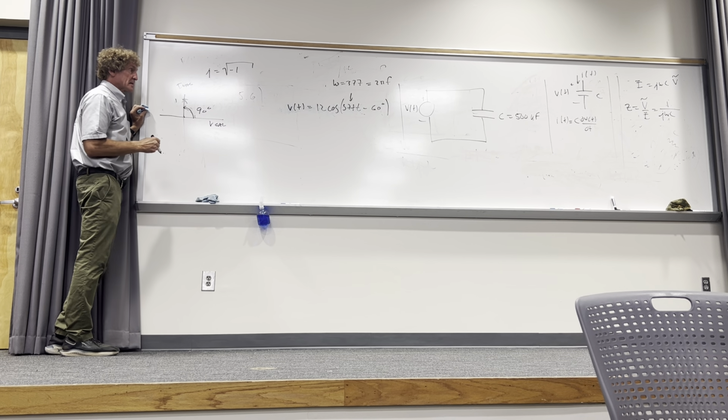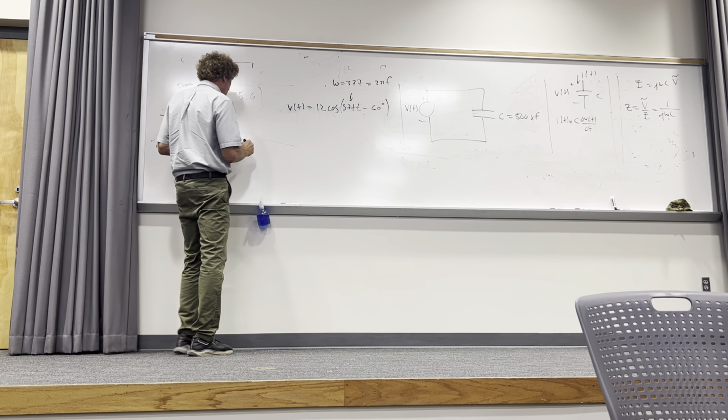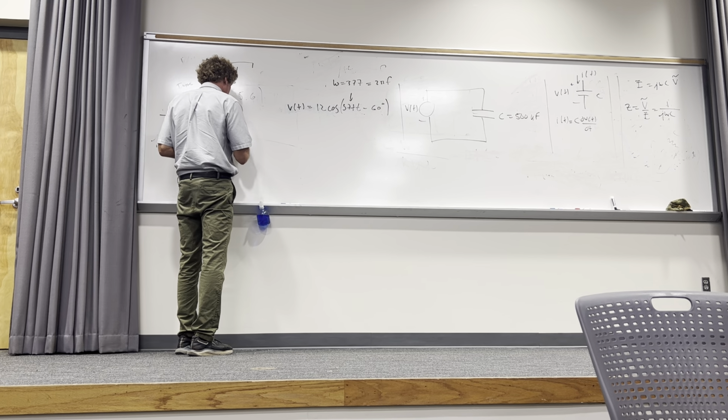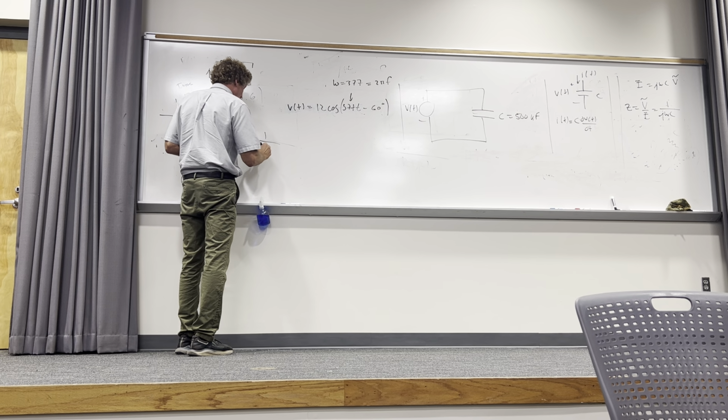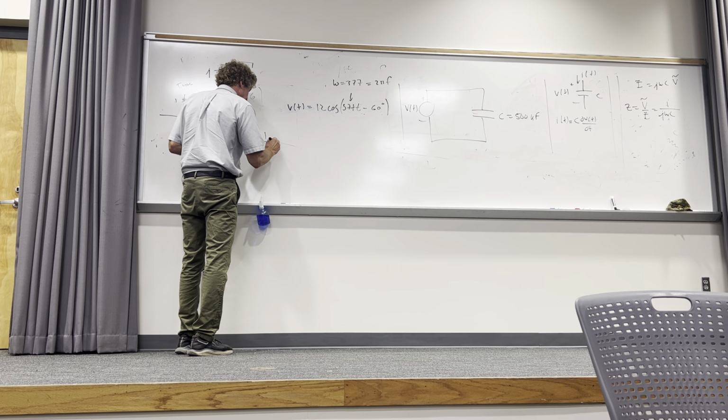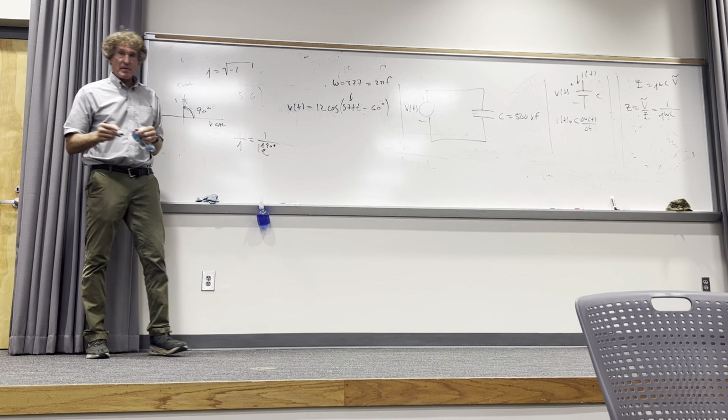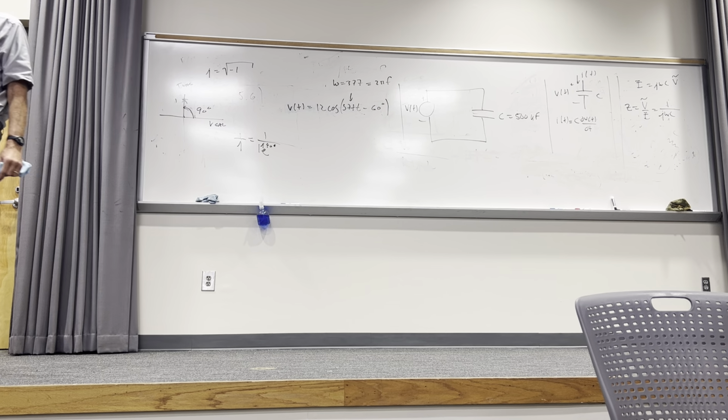Now, if I have 1 over j, what I'm really talking about is 1 over 1 e to the j 90 degrees, even though it should be in radians. Does that make sense to everybody? The magnitude is 1, and the angle is 90. How many understand polar notation? If you do, raise your hands. This is something you should have been exposed to in math. You may not remember that.